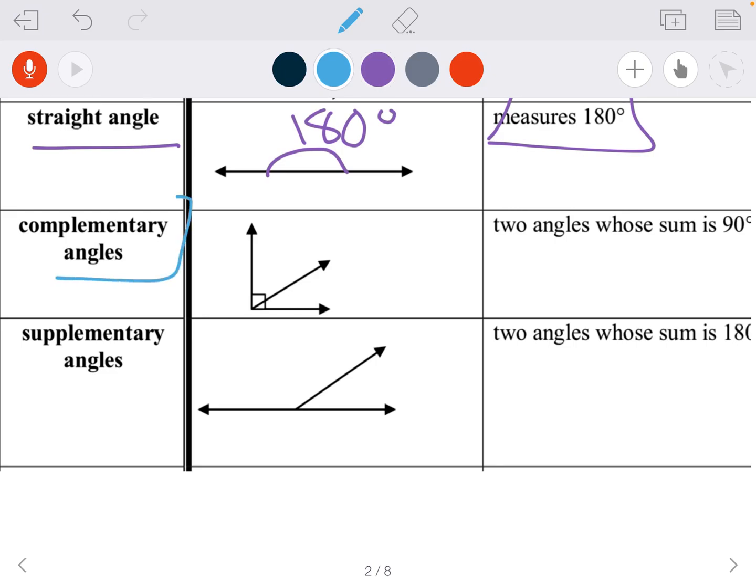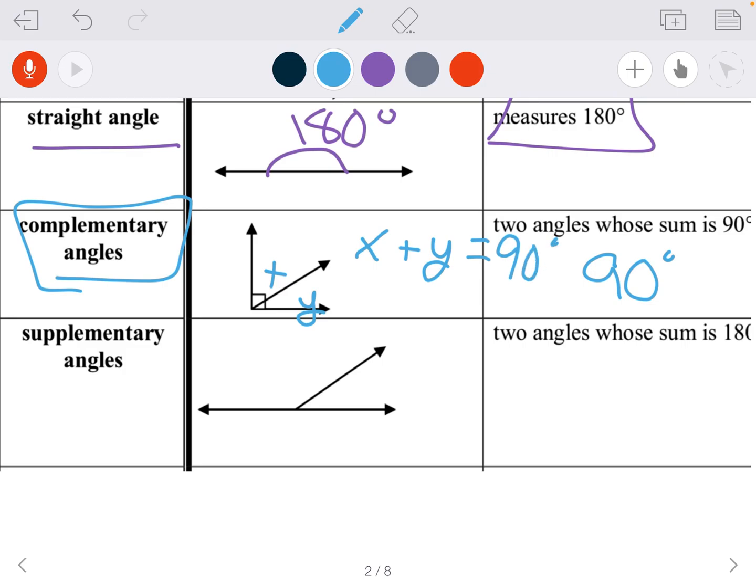Complementary angles, they form 90 degrees. So in other words, if this was x and this is y, if I added the measure of x and y, they gave me numbers, it would have to equal 90 degrees. So that's going to help us find any missing thing. We'll come back to that.